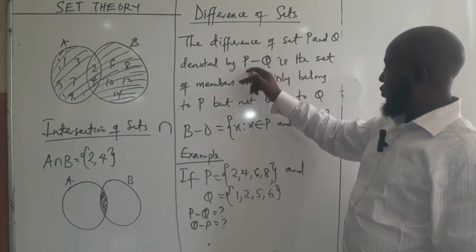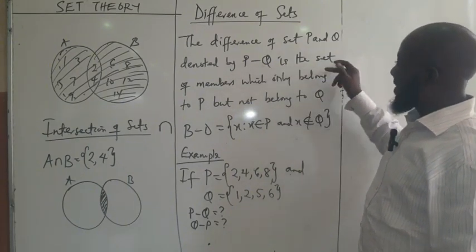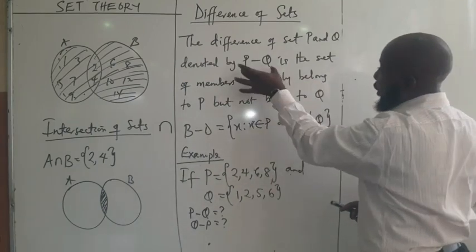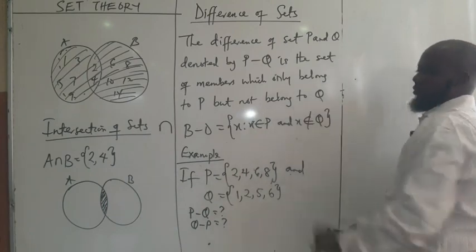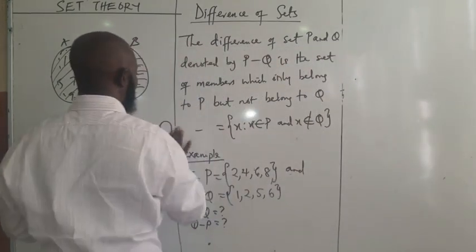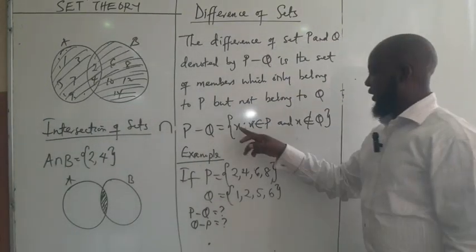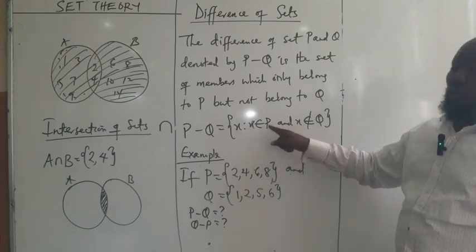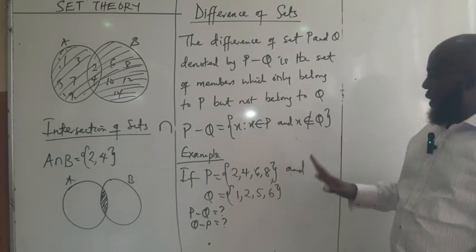So don't forget this, look at this note, denoted by P minus Q. It is the set of members which only belong to P but do not belong to Q. That means that P minus Q is equal to {x such that x is an element of P and x is not an element of Q}. So how do we do that?